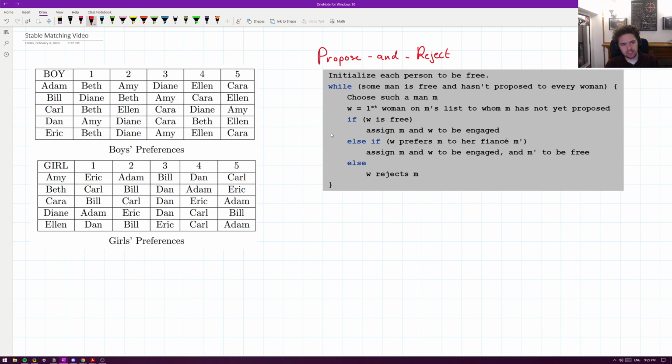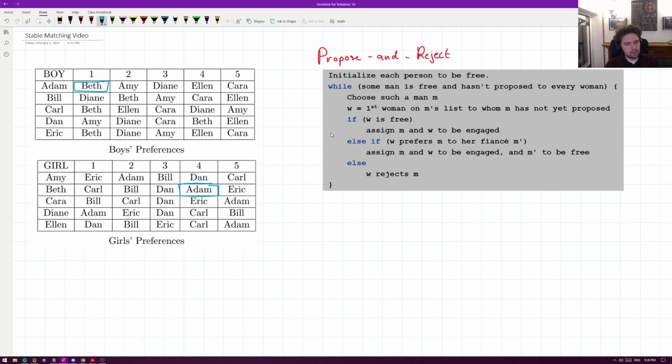Each person is initialized as free, and we're going to be doing this male-oriented, so the males are doing the proposing. While some man is free and hasn't proposed to every woman, choose such a man M. Let's start with Adam. W is the first woman on M's list to whom M has not proposed. That's W right now. If W is free, assign M and W to be wed. I'm going to highlight in blue. So Beth and Adam are engaged. The rest of the if statements are ignored.